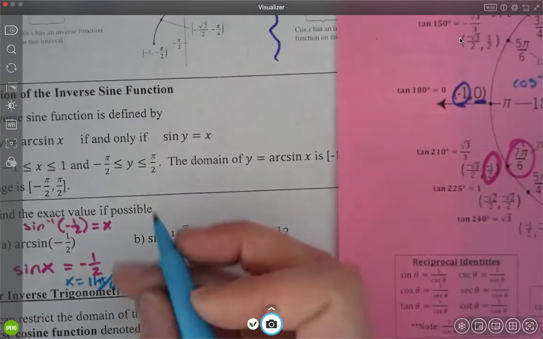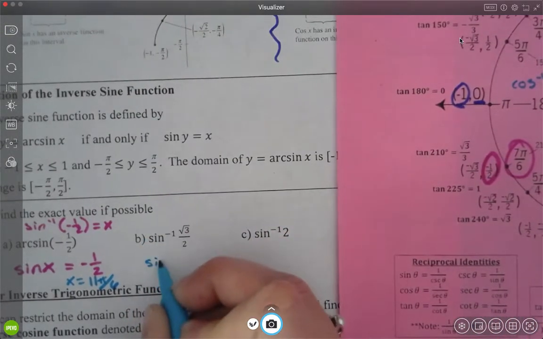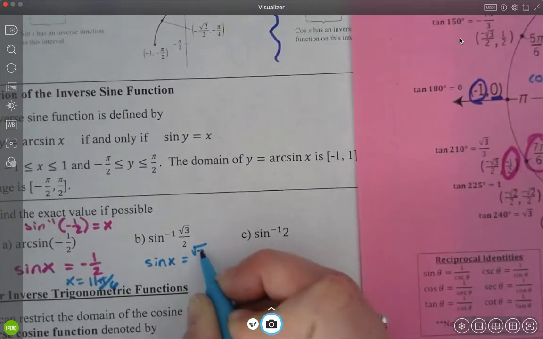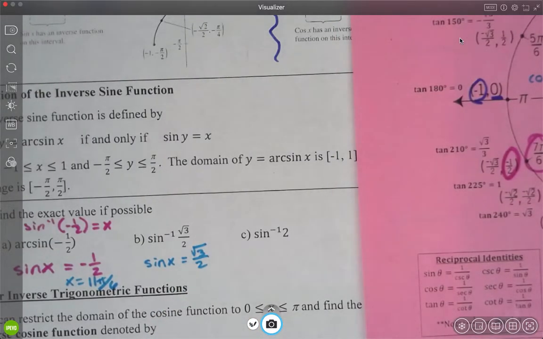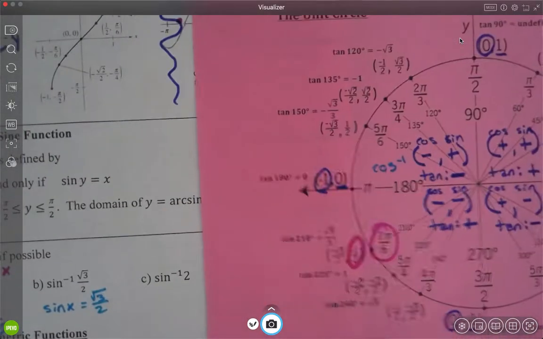So let's do the same thing here. If it helps you to write this, sine of x equals the square root of 3 over 2. That's what this means, right? It means I'm taking sine of something and getting the square root of 3 over 2, right? Sine of something is the square root of 3 over 2. So let's write our answers.